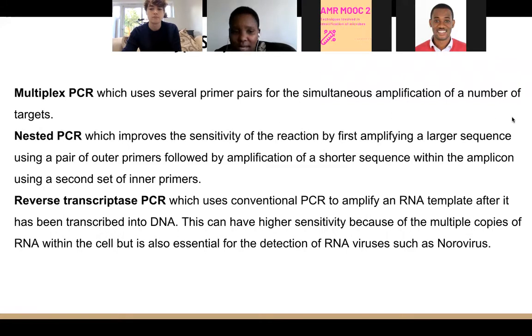You have another one, reverse transcription PCR. As I said, this is used when you are amplifying an RNA sample, because you have to change it to DNA, that is reverse transcription, and then you do the polymerase chain reaction to amplify the DNA of interest. Next.